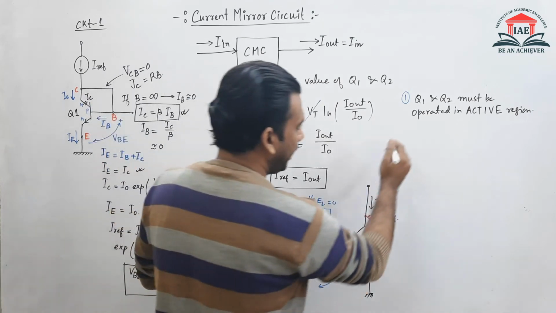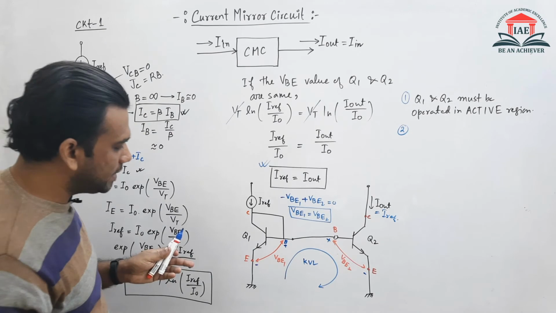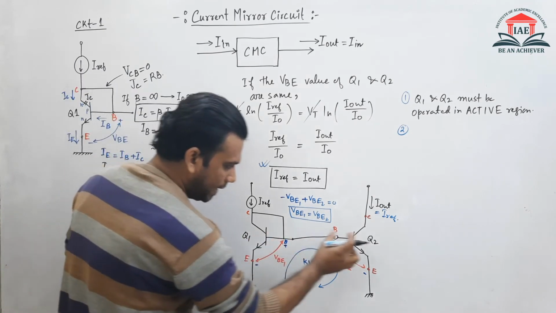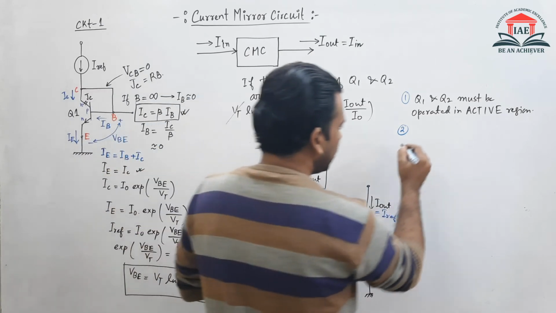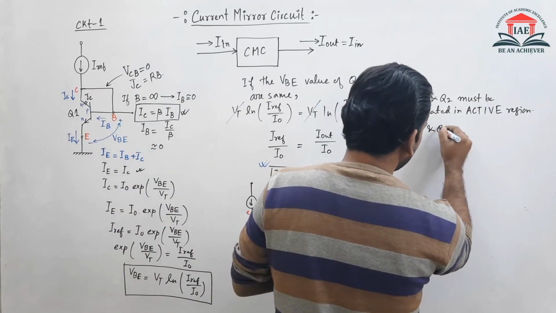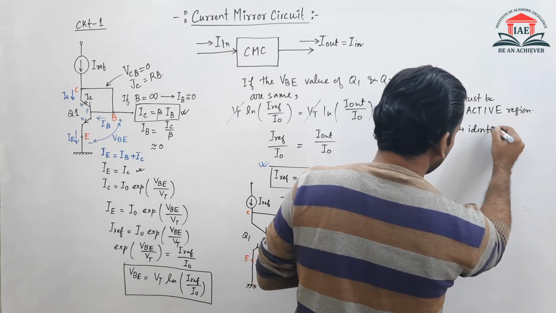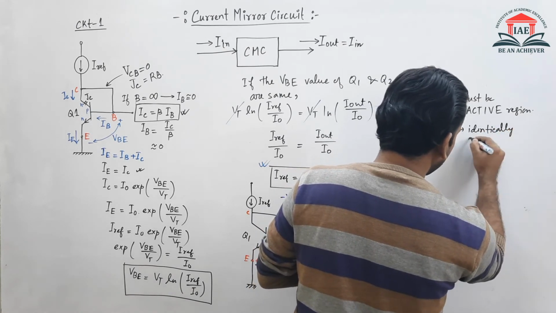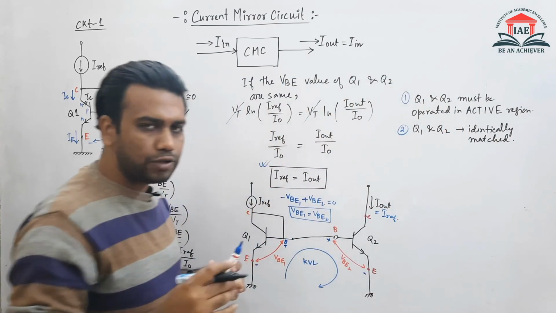Next, the second point. What is the second requirement? The second requirement is that the Q1 and Q2 transistors should be identically matched. So Q1 and Q2 should be identically matched. So what is the meaning of identically matched? First we have to learn that.